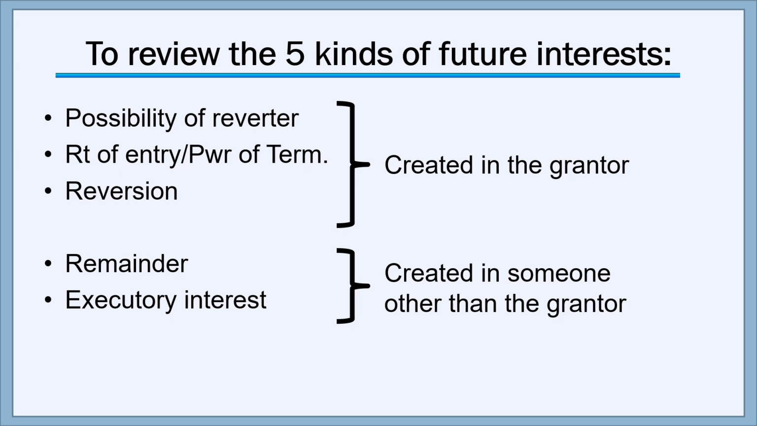Let's briefly review the 5 kinds of future interests that we've covered in the previous video. 3 of them are created in the grantor, namely the possibility of reverter, the right of entry or power of termination, and the reversion. And 2 are created in someone other than the grantor, the ones we're going to cover in this video, the remainder and the executory interest.